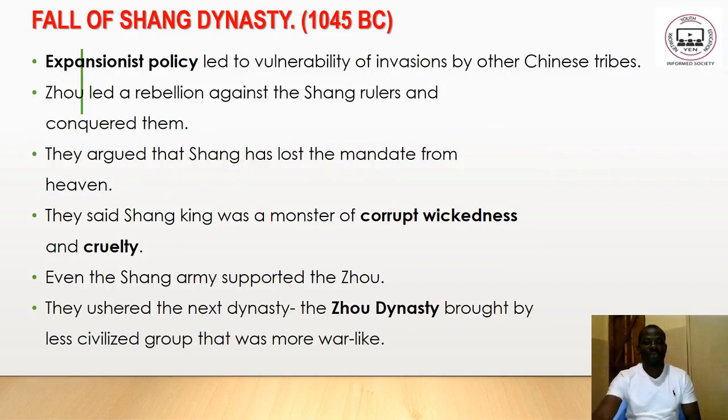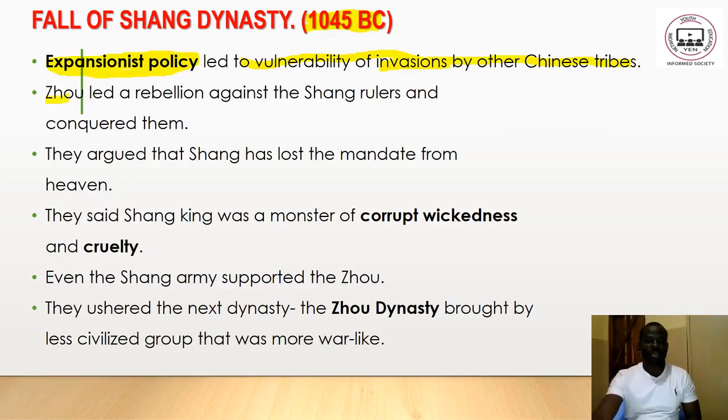What led to the fall of the Shang dynasty? The Shang dynasty came to an end around 1045 BC. Basically, it was the expansionist policy of the Shang rulers. It led to vulnerability to invasions by other Chinese tribes.